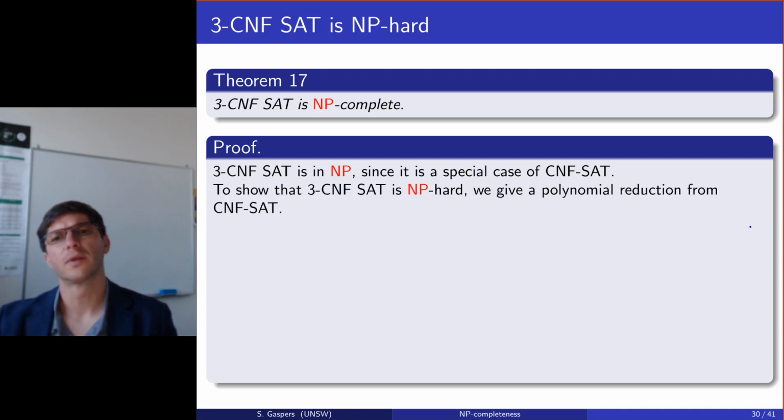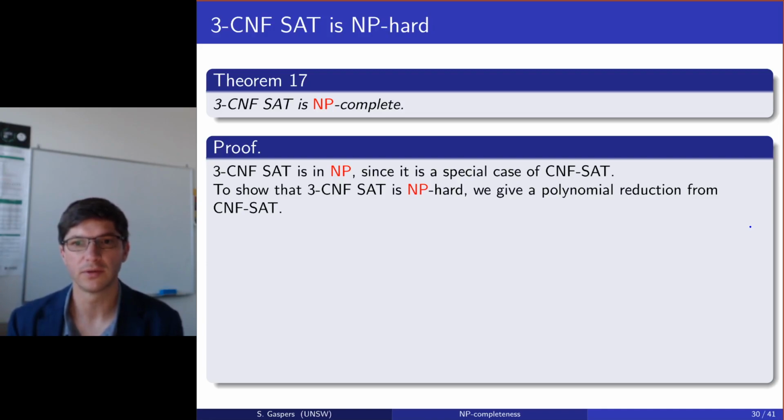So if we reduce from CNF-SAT to 3-CNF-SAT, we are given some CNF instance, some formula in conjunctive normal form, which might have long clauses. So we need to find a way to shorten these clauses so that all the clauses have at most 3 literals. But of course we can't lose any information, because we need to produce an equivalent instance.